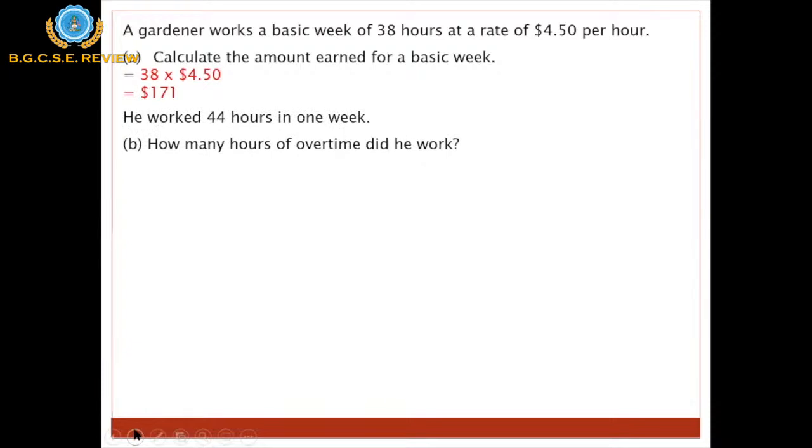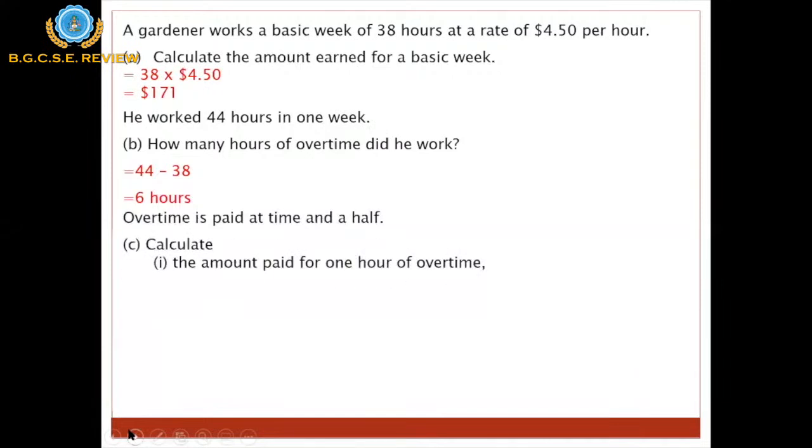It says that he worked 44 hours in 1 week. How many hours of overtime did he work? Well, if his basic week is 38 hours, anything additional or outside of that 38 hours must be considered overtime. So we're going to do 44 take away 38, which tells me that he worked 6 hours. At this point, I'm going to ask you to be very sure that you are putting in your units, because I don't want you to just write 6 or 171, so that we're all sure as to what you're saying, especially when you get into that BGCSE exam.